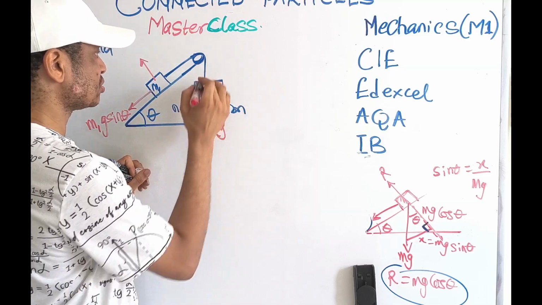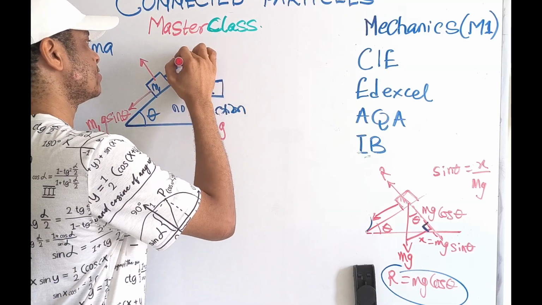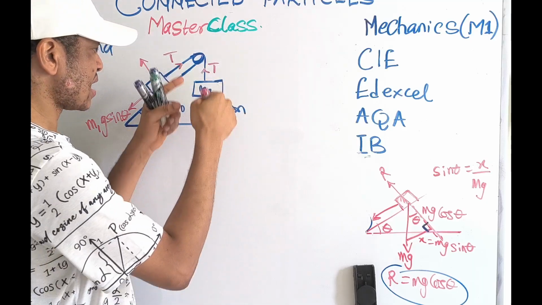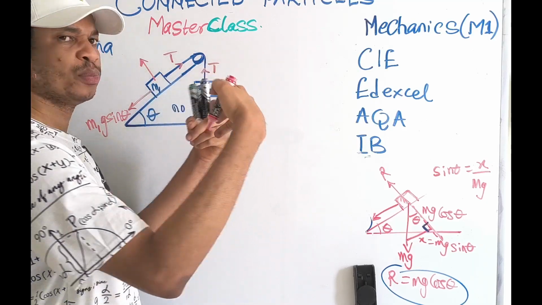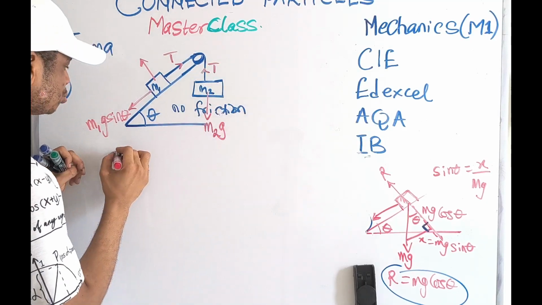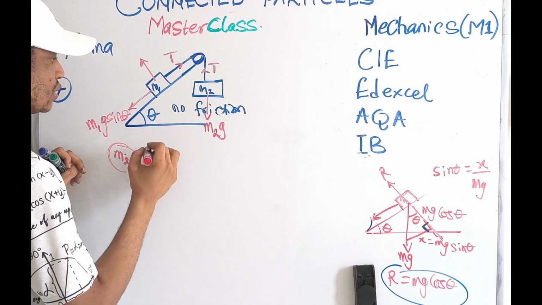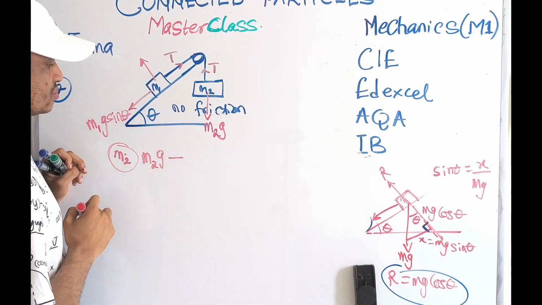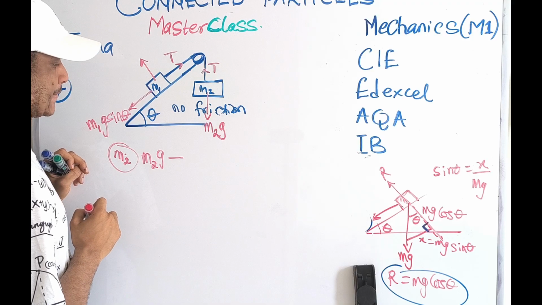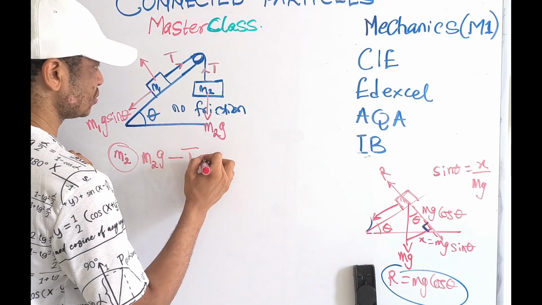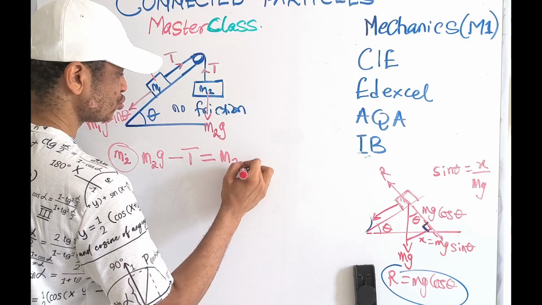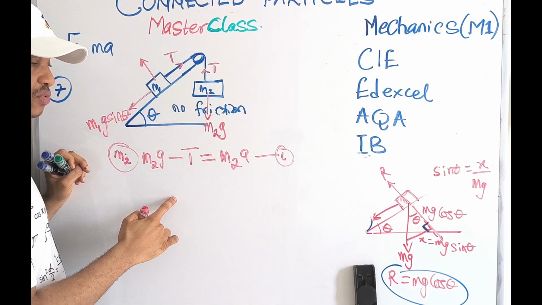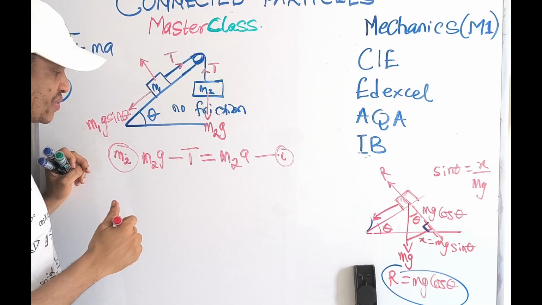Now, action and reaction. This opposes this. Done. You don't need to think too much. Action, reaction, this and this on opposite sides. So for M2, this will be M2g minus T is equal to M2a. This is the first one we did. You can check my previous video, you see everything.